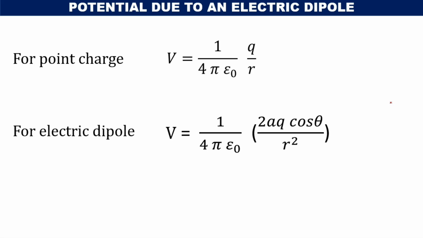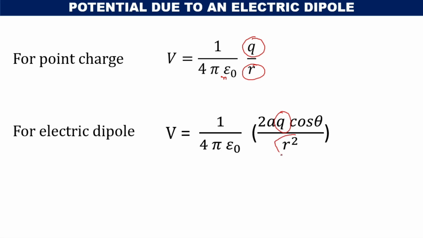Now let us consider the electric potential due to a point charge and also an electric dipole. ಎರಡರ ಮಧ್ಯೆ ಕಂಪ್ಯಾರಿಸನ್ ನೋಡಿದಾಗ we can see that in both cases electric potentials are directly proportional to the magnitude of the charges. But here the variation of the electric potential due to a point charge is inversely proportional to the distance, whereas in case of the dipole it will be inversely proportional to the square of the distance.